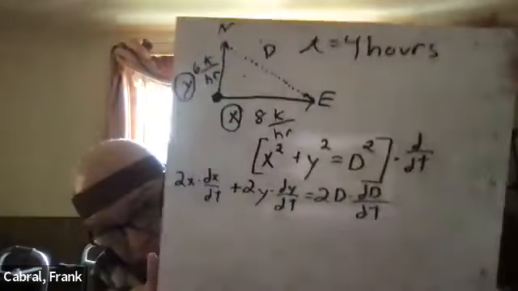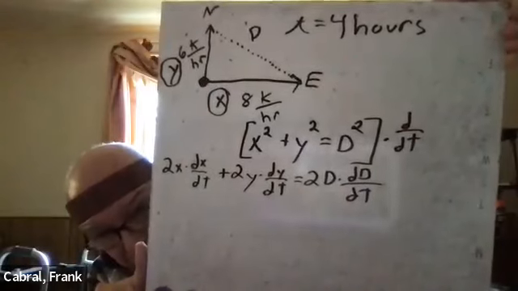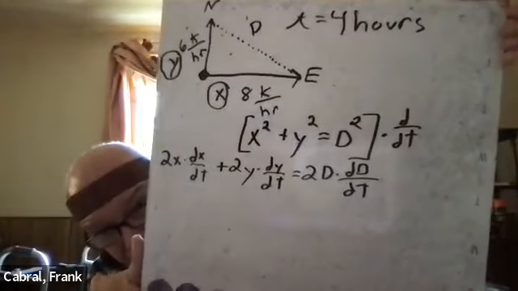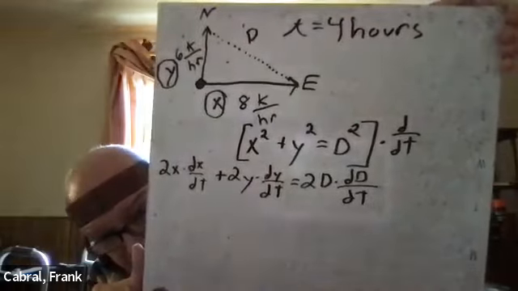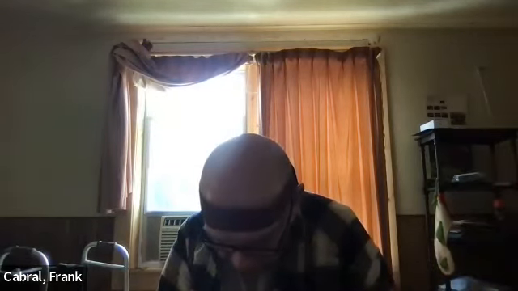Now, one of the things that we also have to do once we've gotten to this point is that, in order to come up with an answer here, since we're looking for how fast the distance is growing between the two ships, we need to solve this for dd/dt, but we also need to make sure that we know what the value of x is, what the value of y is, and what the value of d is. So the first thing I'm going to do is solve for dd/dt, because that's what we're looking for.